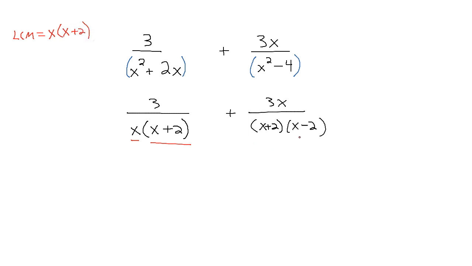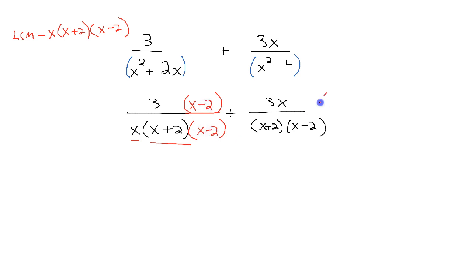Then I'm going to go to the second one and I'm going to write down anything that's not already written for the LCM. This says I need an x plus 2 and an x minus 2. I've already got an x plus 2, so all I need is the x minus 2. That's my LCM. So now when I come over to my fractions and write down what's missing, for this first fraction, I've got an x and an x plus 2. I still need an x minus 2.